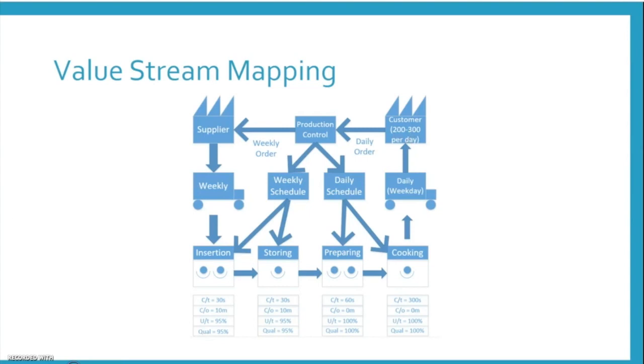Also, we can see the information flow between the entities, like the weekly orders, and then we have the weekly schedule of insertion and storing food, and the daily schedule of preparing the food and cooking the food. And finally, we have the data with the cycle time, the changeover time, the uptime, basically the utilization of each section, and finally the qualification rate.